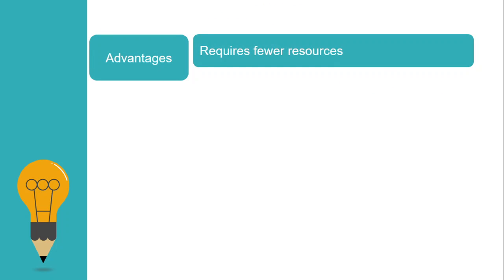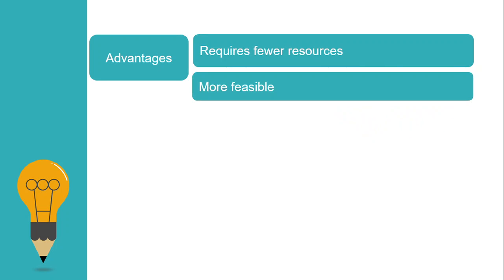Advantages of this sampling technique: it requires fewer resources. Since cluster sampling selects only certain groups from the entire population, the method requires fewer resources for the sampling process. Therefore, it is generally cheaper relative to simple random or stratified sampling, as it requires fewer administrative and travel expenses. So it needs fewer resources and is more feasible.